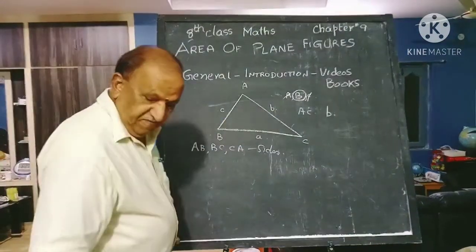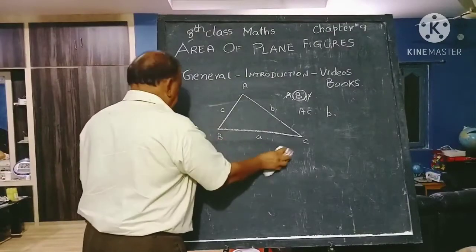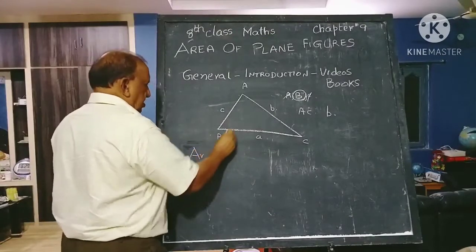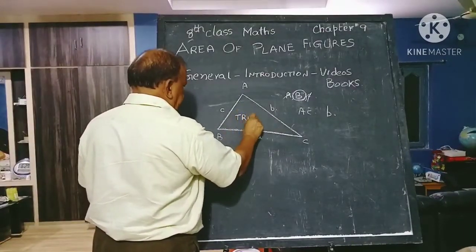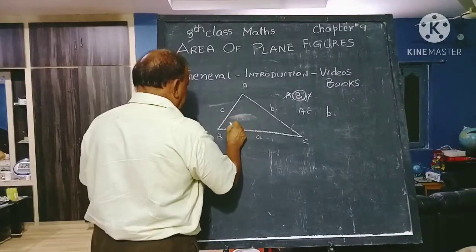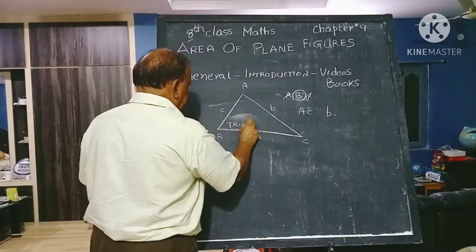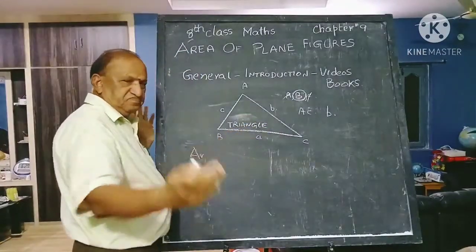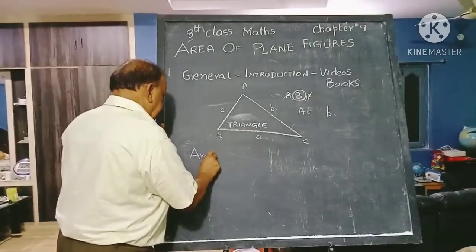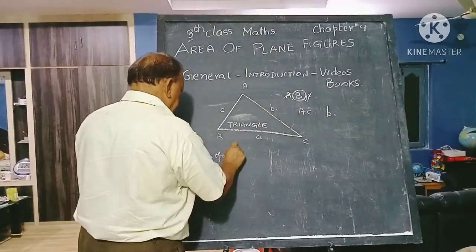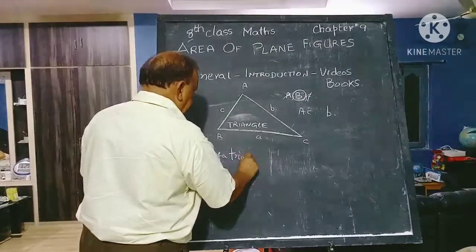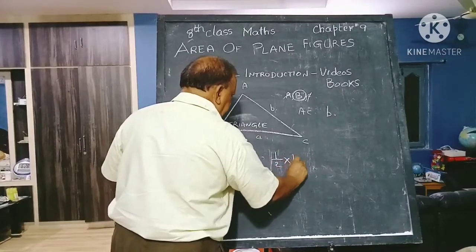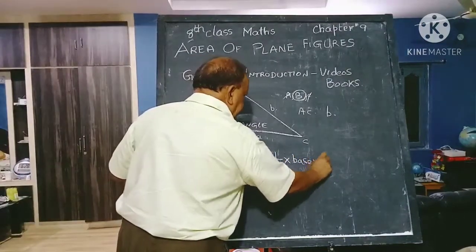Okay. Now, how do you find the area of a triangle? Area of a triangle, you use the formula. Now here I forgot to write, again I have to write triangle. Okay? Triangle means 3 angles. Now you write here area of a triangle is equal to, the formula in general, half into base into height.